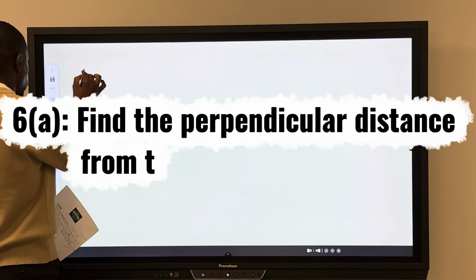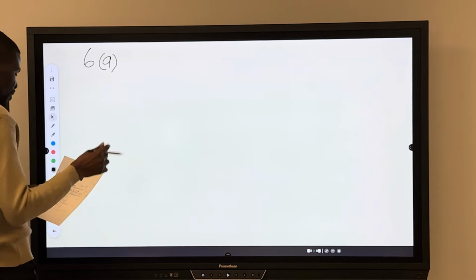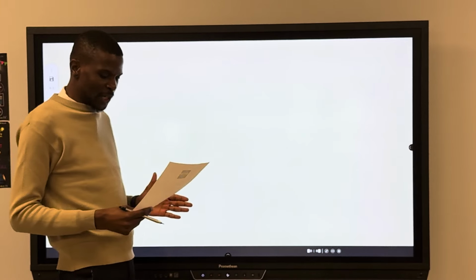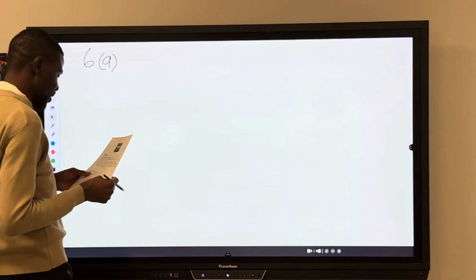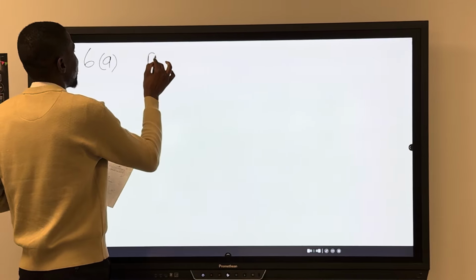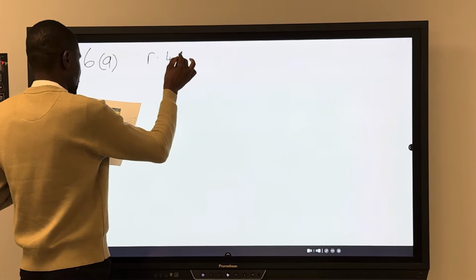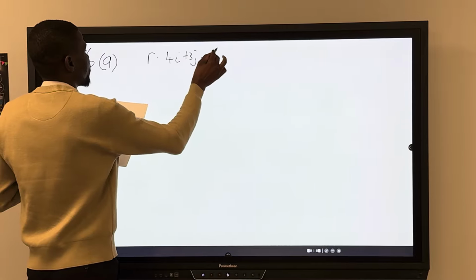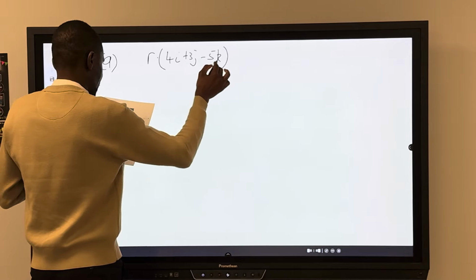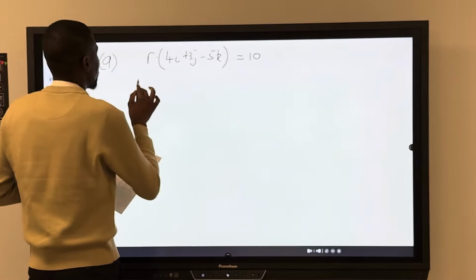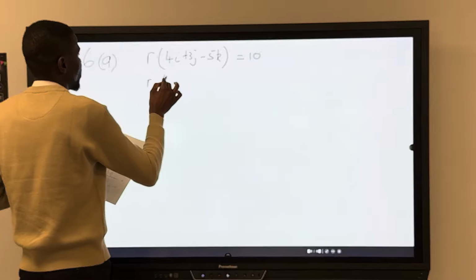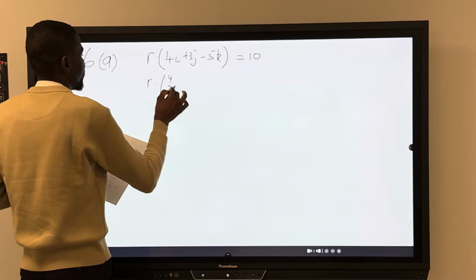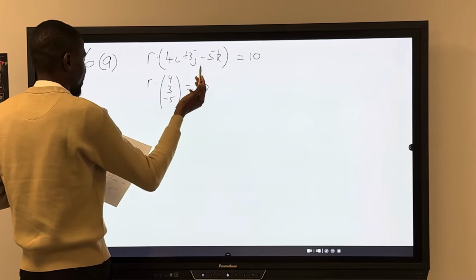All right, so this is 6a. We want to show that the perpendicular distance from the origin to the plane with equation r dot (4i + 3j - 5k) equal to 10. So this can also be written as r dot (4, 3, -5) equal to 10, right?